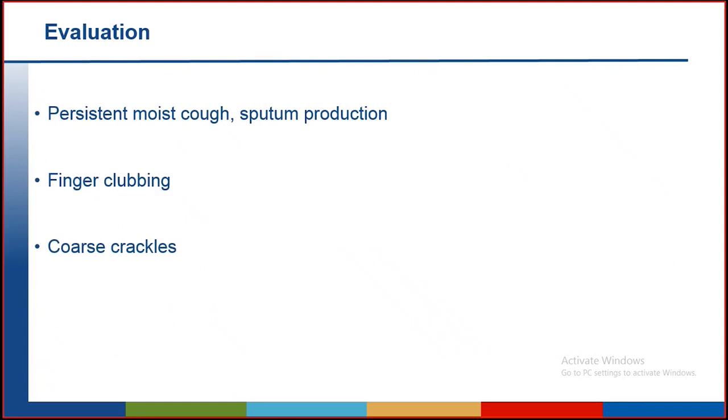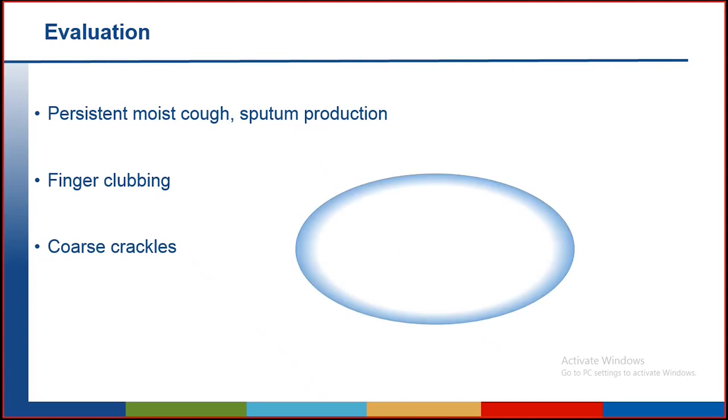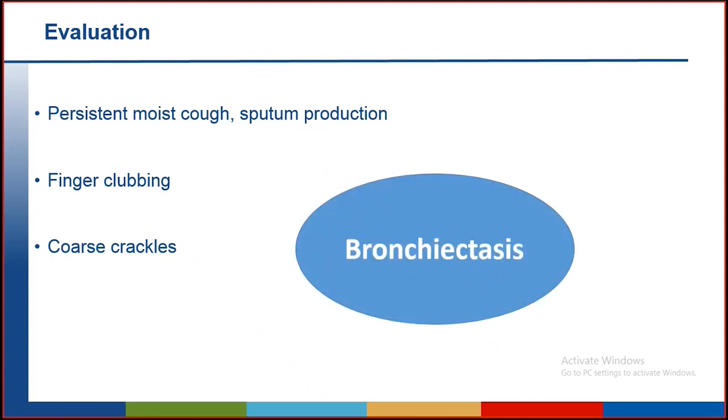Clinical evaluation, this is especially important at the exam also. If a child has persistent moist cough with sputum production, finger clubbing, and examination reveals crackles, crepitations, if this triad is present, that is almost diagnostic of bronchiectasis clinically until proven otherwise. So this triad is almost always indicative of bronchiectasis in these children. Without seeing a CT or chest imaging, you can clinically diagnose these children.